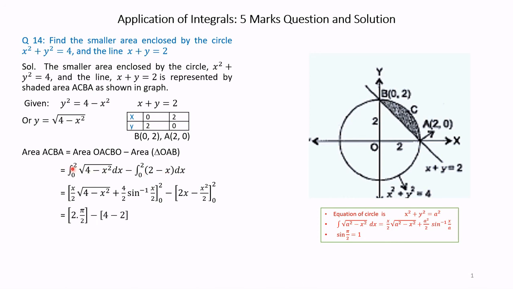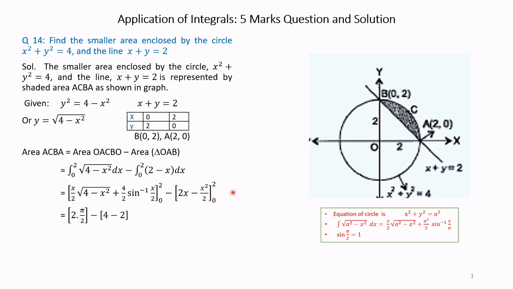Therefore, integrating using the standard form, here you get integral 0 to 2 of square root of 4 minus x square dx is x by 2 into square root of 4 minus x square plus 4 by 2 into sine inverse of x by 2, limit 0 to 2. The standard formula is given in the text box on the right hand side bottom. Minus, integral of 2 dx is 2x minus integral of x dx is x square by 2, using the power rule, and the limit is 0 to 2 as it is.